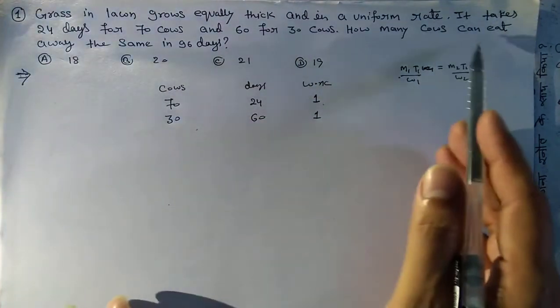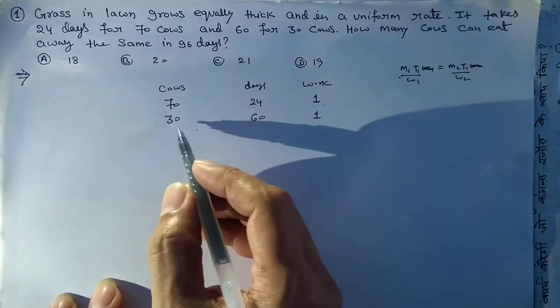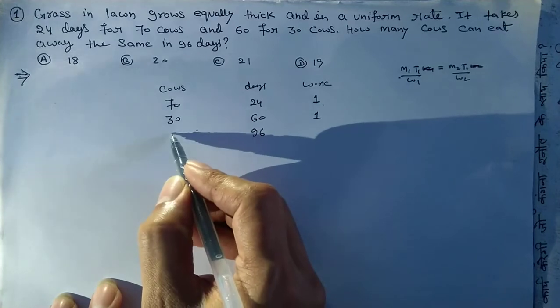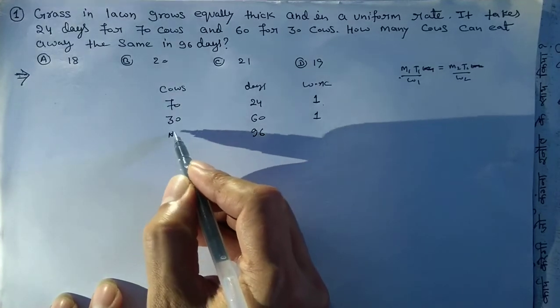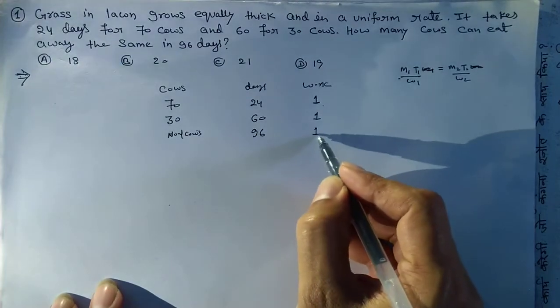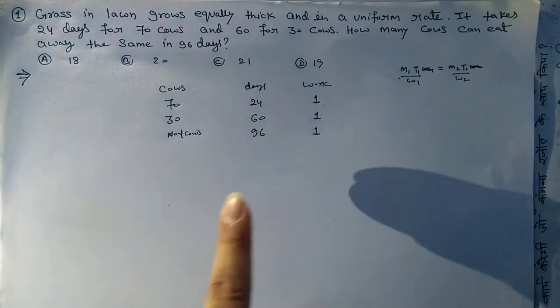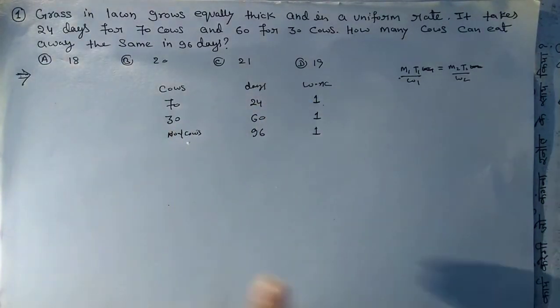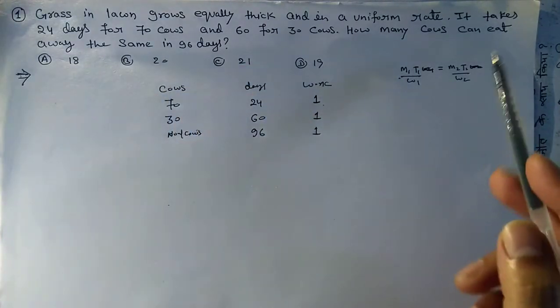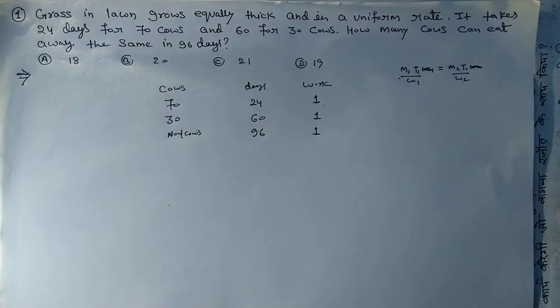Now he is asking how many cows can eat away the same in 96 days. 96 days and how many cows? Number of cows completing 1 work. So this time you have three equations, and by the help of the first two you have to solve it. So by this method you cannot solve.